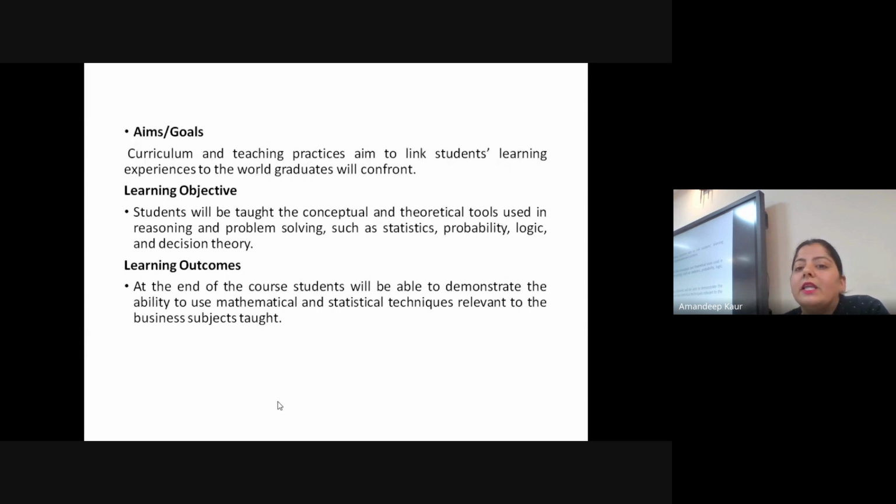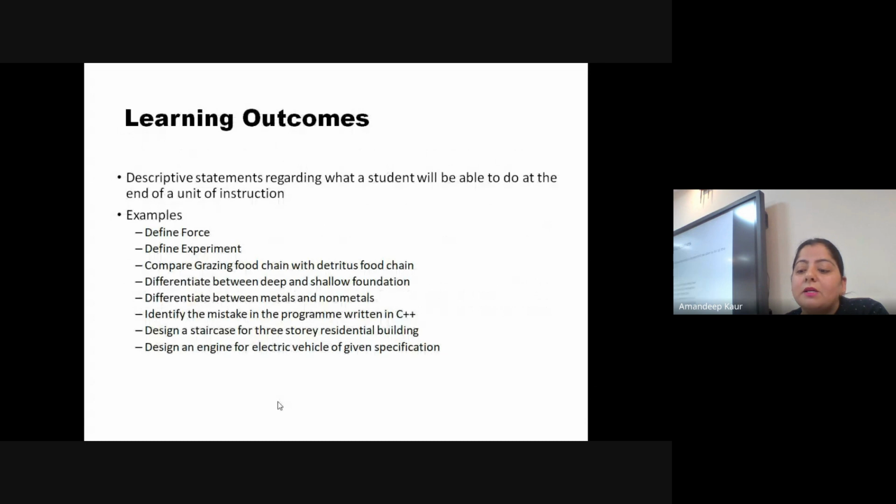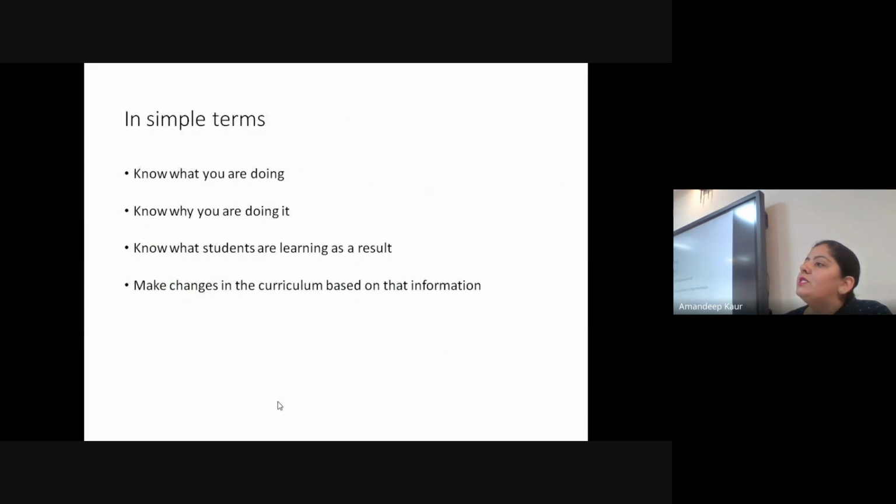Learning outcome means the kind of statement the teacher is able to give to the student, so that later the teacher is able to assess the level of understanding he or she is developing among the student population. In simple terms, learning outcome is: know what you are doing as a student, why you are doing it, what students are learning as a result, and make changes in the curriculum based on that information.